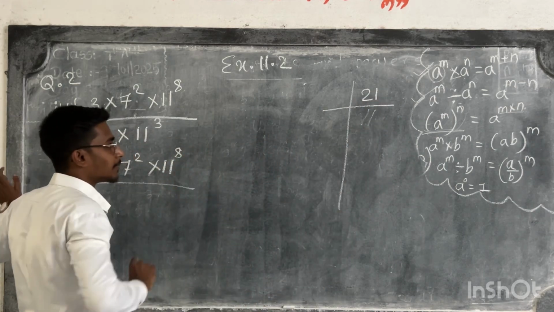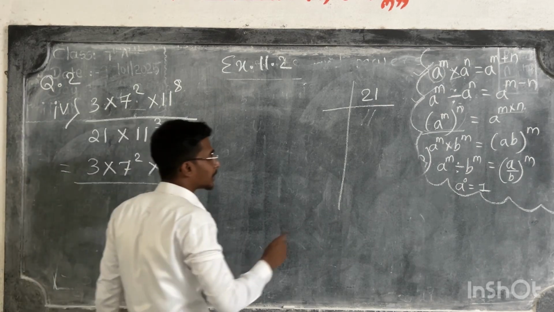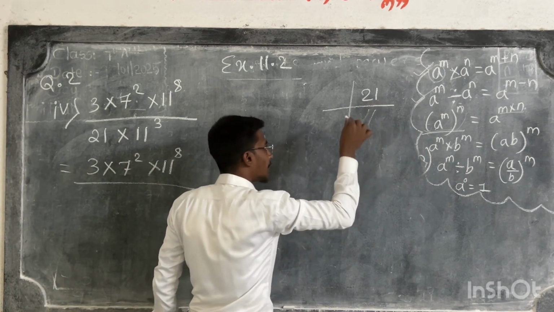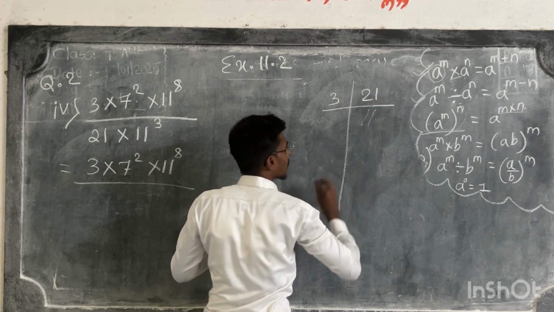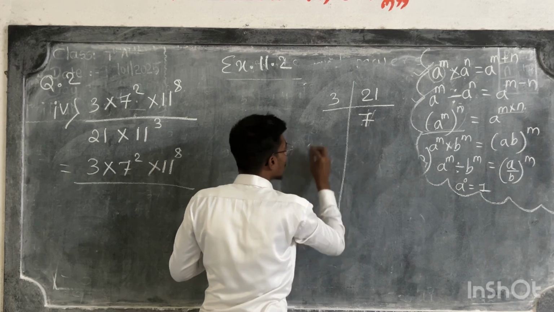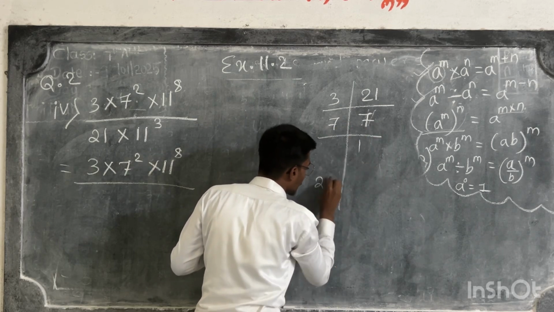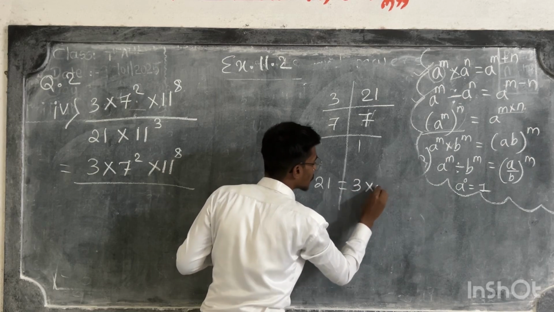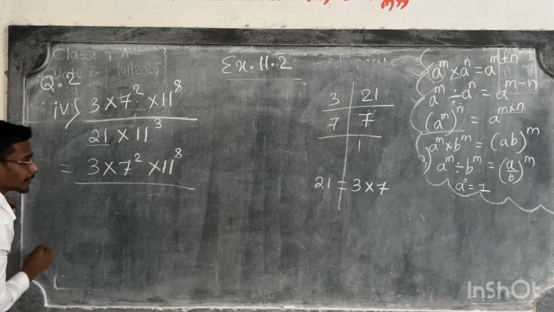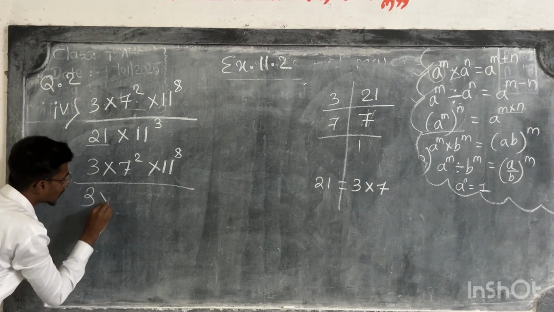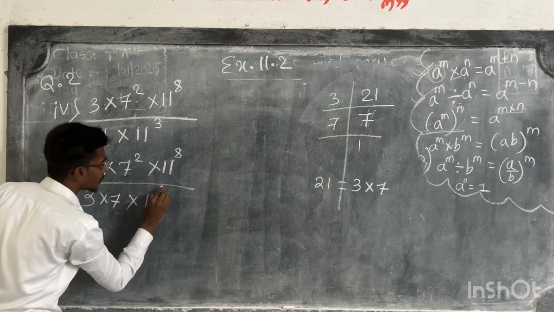21 is not divisible by 2 because in unit place there is an odd number. So it is divisible by 3. 2 plus 1 is 3. 3 comes under 3's table. So divide by 3. 3 7s are 21. So 7 ones are 7. What are the factors of 21? That is 3 into 7. Write in the place of 21, 3 into 7 into 11 to the power 3.